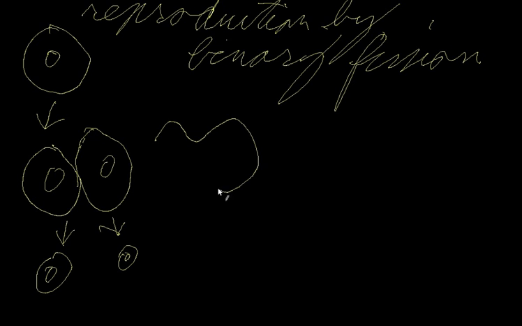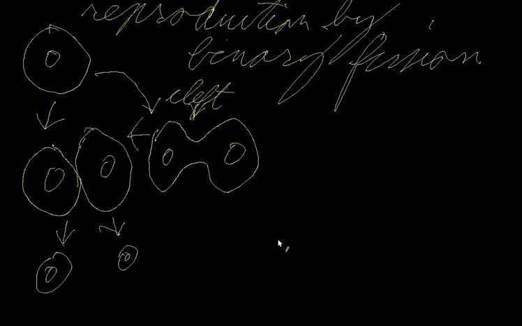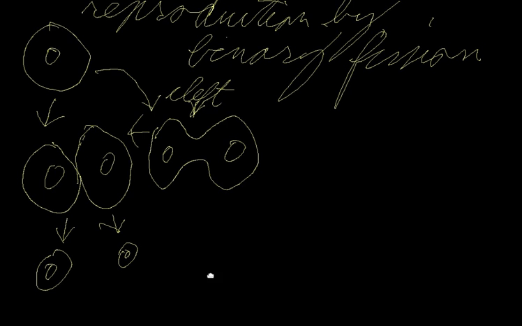Now let me draw this a little better. They have this little cleft in the process of the division, but you'll see the genetic material, my little circles are genetic material in general, and they'll form a cleft. And that's the takeaway from binary fission.